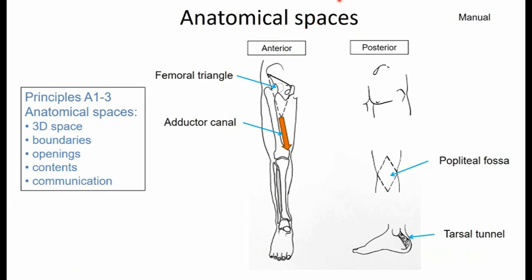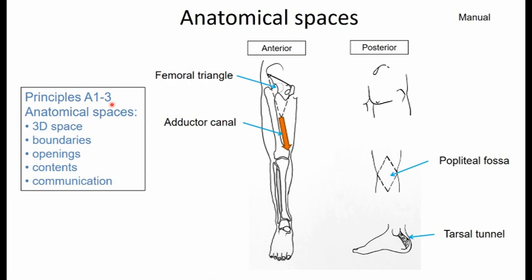There are a number of anatomical spaces in the lower limb. If we just revise the concept of an anatomical space, this relates to principles A1 to 3. An anatomical space is a three-dimensional space in the body. It has boundaries such as walls or a floor or a roof. It has openings to allow things to get in and out of it. And it has contents, and that is what's travelling in and out of the space. The ultimate function of an anatomical space is for communication between different regions.